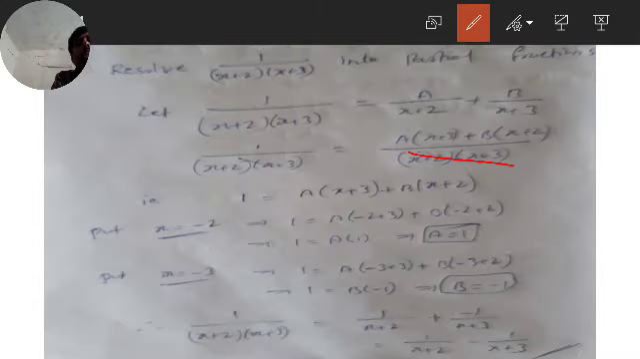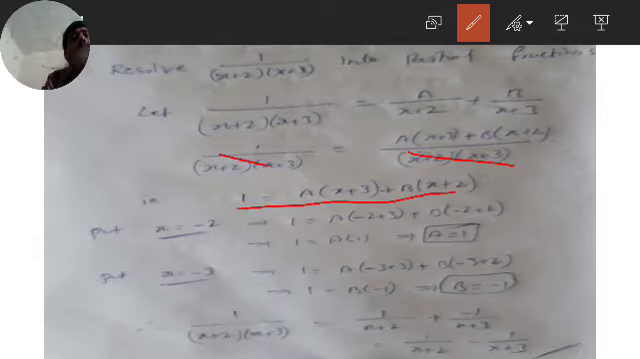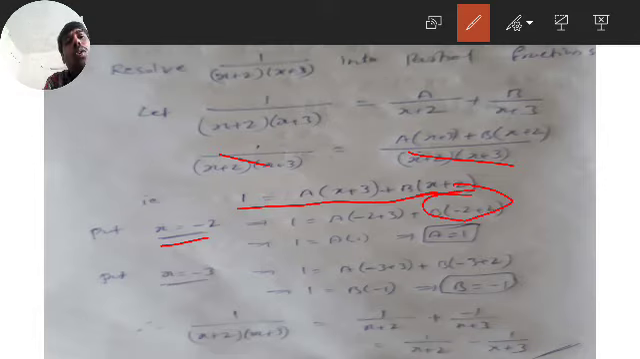Denominators cancel and equate the numerators. Now you need to find the a value and b value. To get a value, make b 0. How to make b 0? x plus 2 should be 0, x is equal to minus 2. Put x is equal to minus 2: 1 is equal to a into minus 2 plus 3, and minus 2 plus 2 becomes 0. So a is equal to 1.